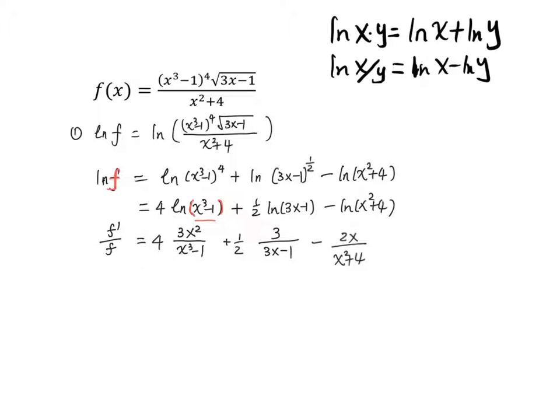Now, this should be my second step. The first step, we apply natural log and simplify. The second step, we differentiate both sides with respect to x. The third step, basically you just multiply both sides by f, right? So that on the left side you're left with just f prime equals f times the whole.